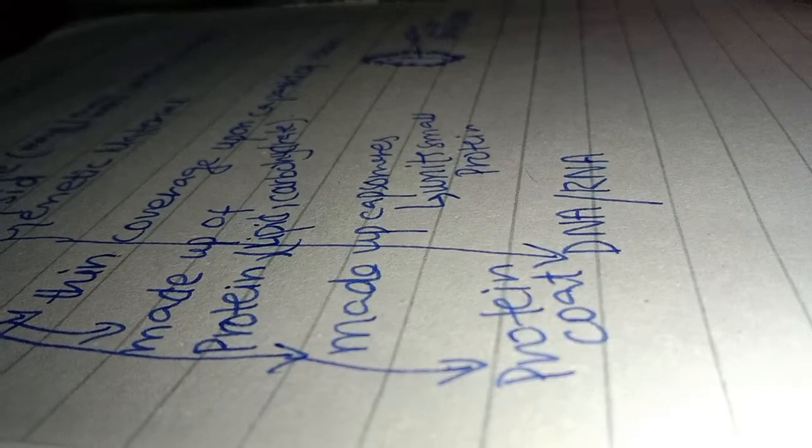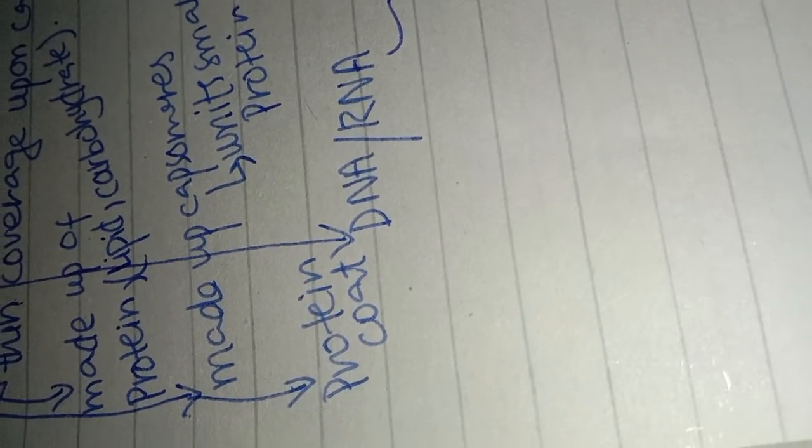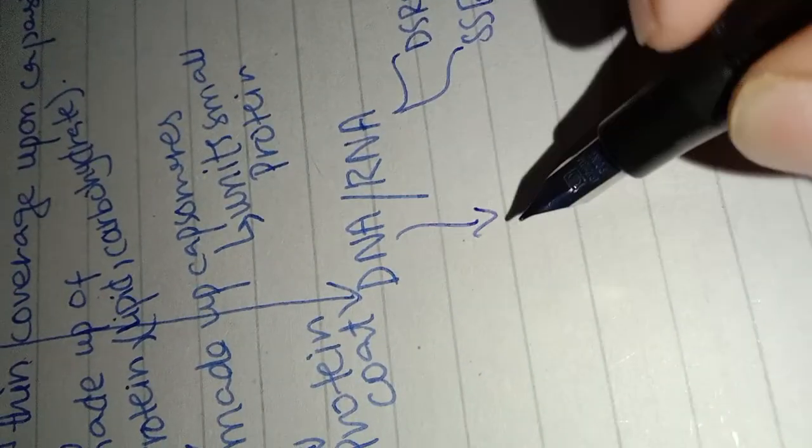For example, if a virus is attacking a plant, the genetic material would be RNA. There are two types of DNA and RNA. Number one is double-stranded RNA, and number two is single-stranded RNA. And in DNA form, likewise, there is double-stranded DNA and single-stranded DNA.